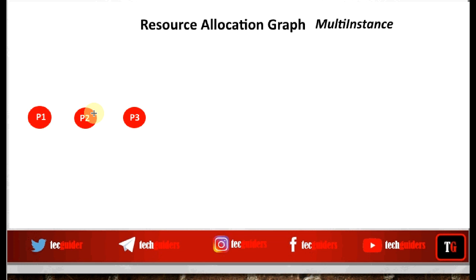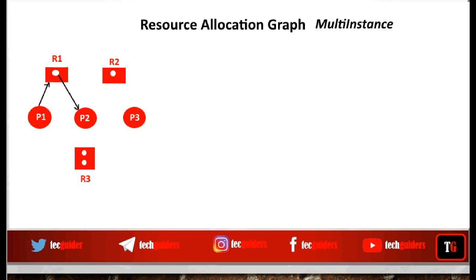Vertices can be processes, represented by circles, or resources, represented by square boxes. And in multi-instance graph, resources can include both single-instance resources and multiple-instance resources. Here we can see R1 and R2 are single-instance resources and R3 is a multiple-instance resource. Each instance is represented by a separate dot within the box representing the resource.